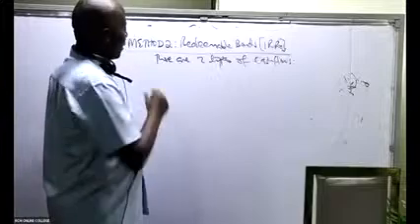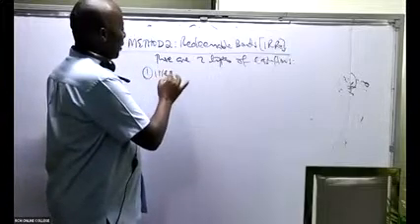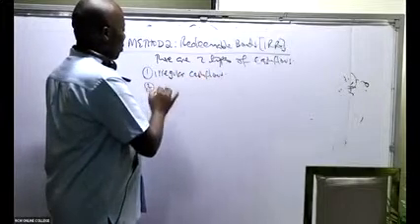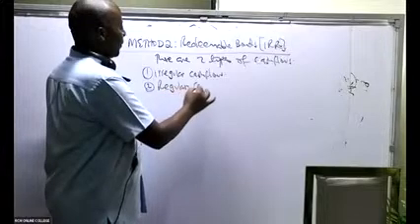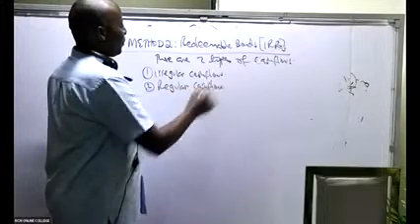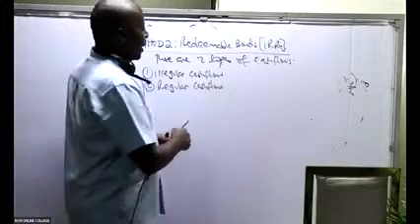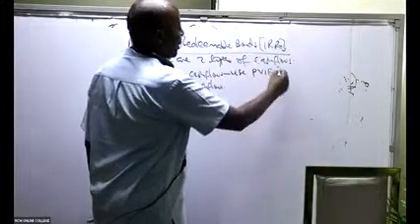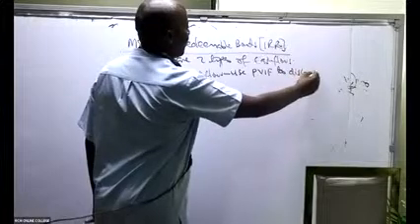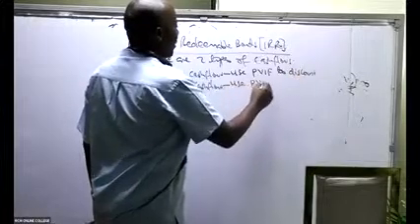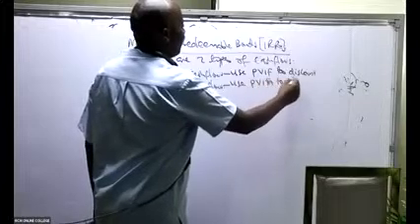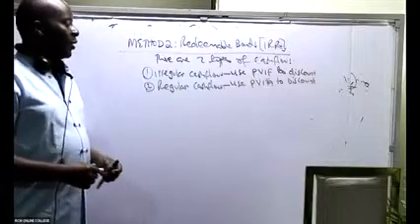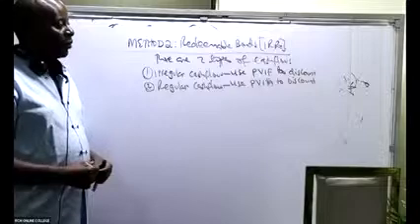So there are two types of cash flows. Number one, we have what we call irregular cash flows, and then we have what we call regular cash flows. Irregular cash flows use PVIF to discount. I'll tell you what PVIF stands for. Regular cash flows use what we call PVFR to discount.